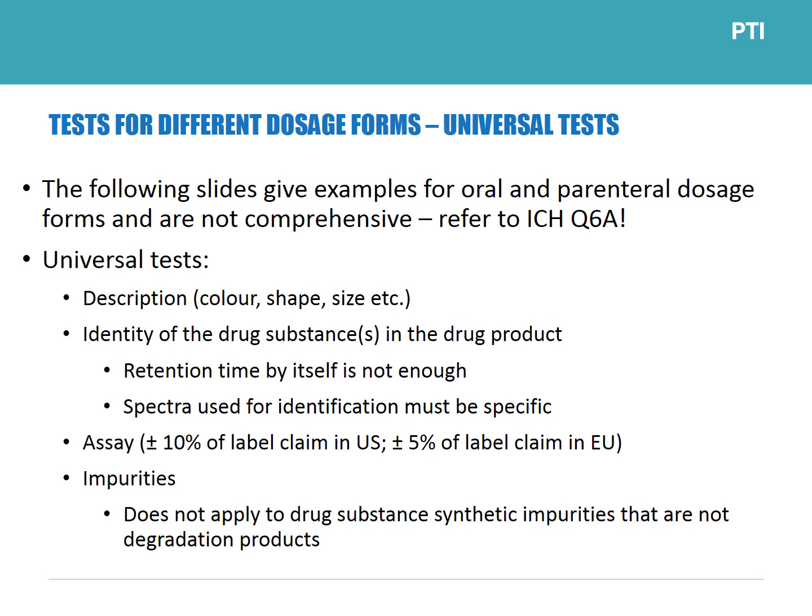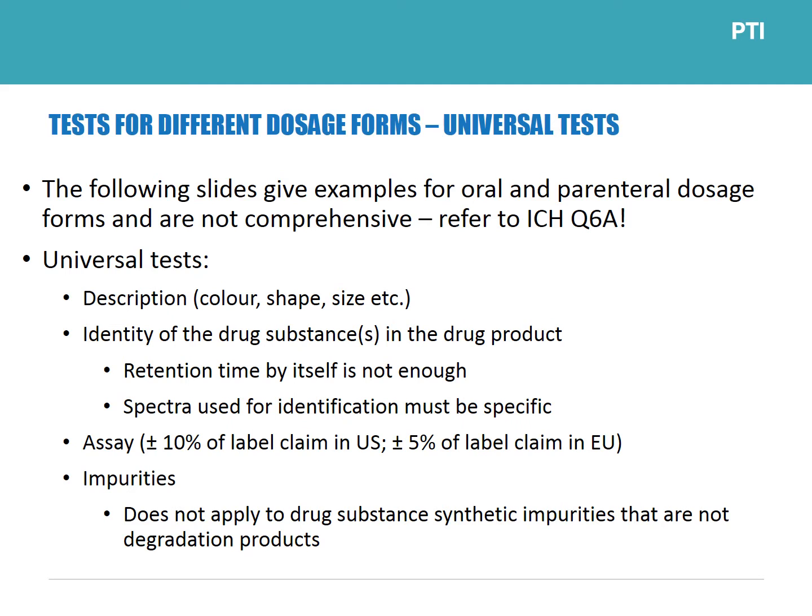So the universal tests are description, which would include things like colour, shape and size. For example, we often produce tablets and capsules with different markings, different colours to denote different strengths. That's an important safety consideration so that we don't get mixed up between the strengths that we're taking.